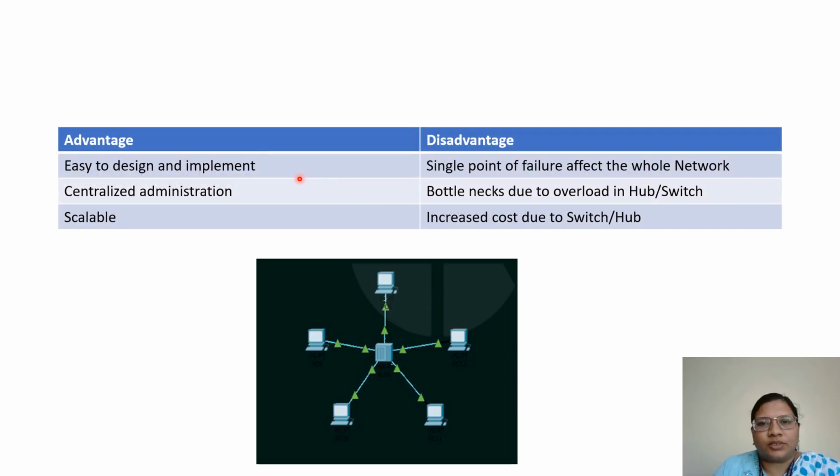So we are going to see the advantages and disadvantages of the star topology. Easy to design and implement. It's very easy because we have this hub and centralized administration. We already saw this is centralized.